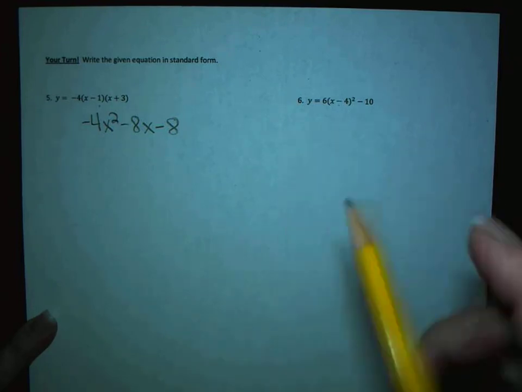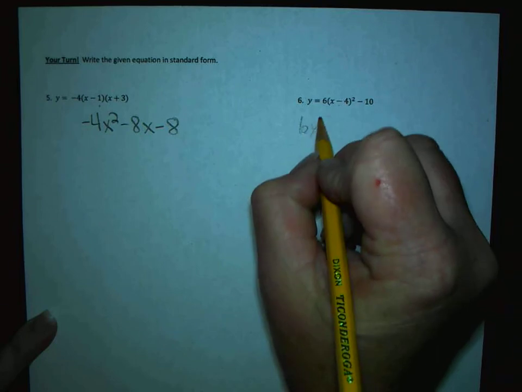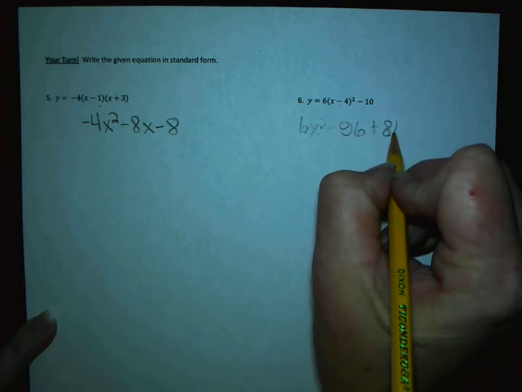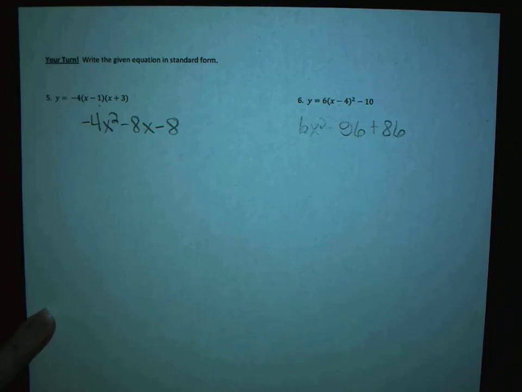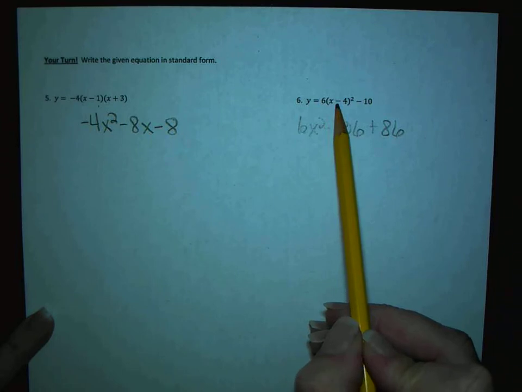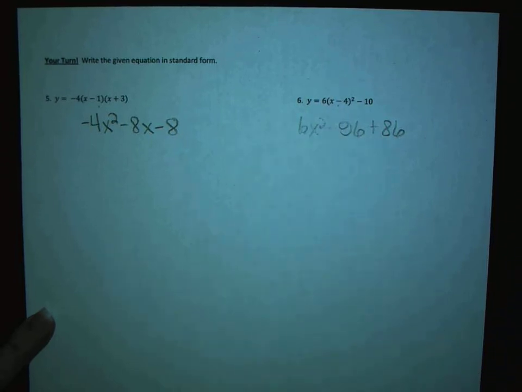All right, for number 6, you should get 6x squared minus 96x plus 86. This should be your final answer. If you're not sure what I did, when you FOILed this out, you should have gotten x squared minus 16x plus 16. Then you would have had to distribute the 6 through, and then you would have had to subtract the 10 from the 96.